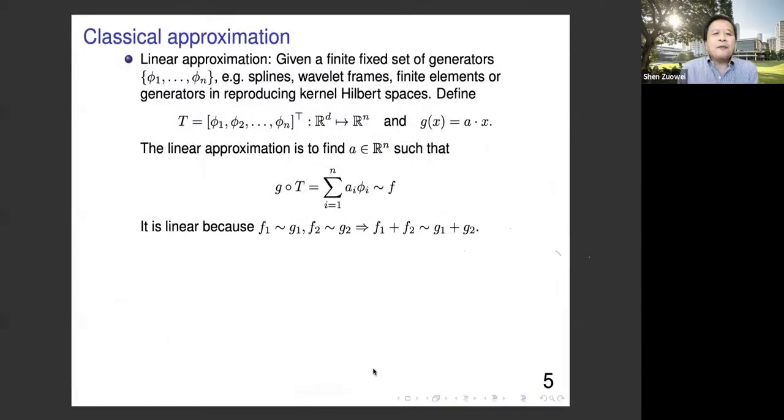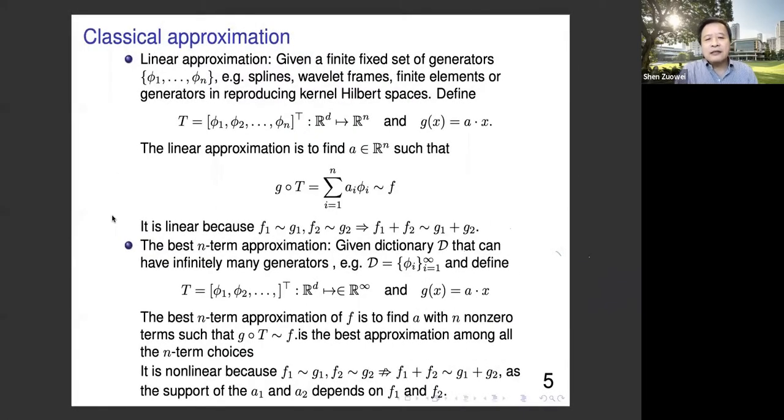Okay, let's look at the typical classical approximation. The first example, still widely used, is linear approximation. Linear approximation is very simple. Given a fixed set of generators, you do a projection. That's all. Either linear projection, pseudo projection, interpolation, or pseudo interpolation.